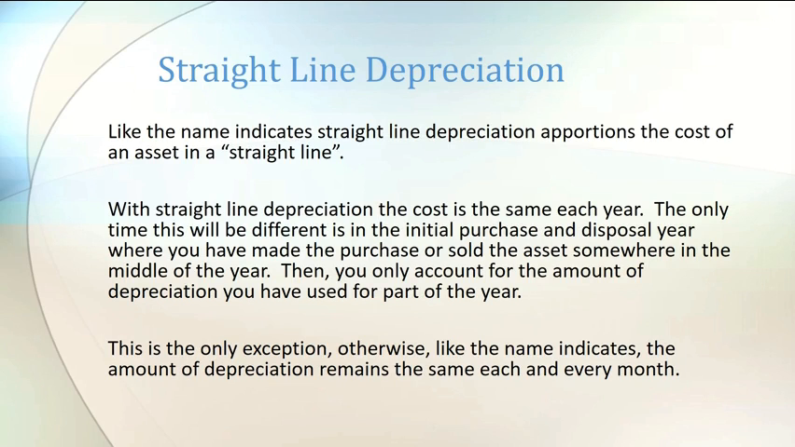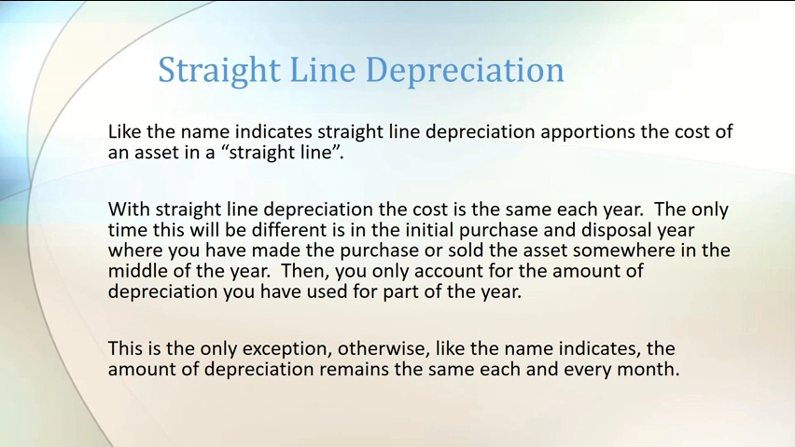So the first one is straight line depreciation, and like the name indicates, straight line depreciation apportions the cost of an asset in a straight line. So with straight line depreciation, the cost is the same each year.